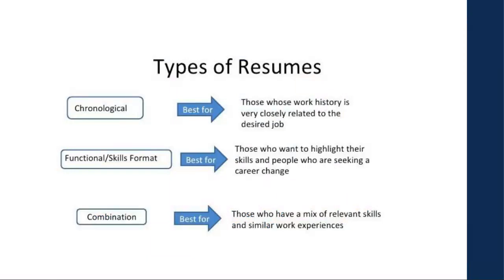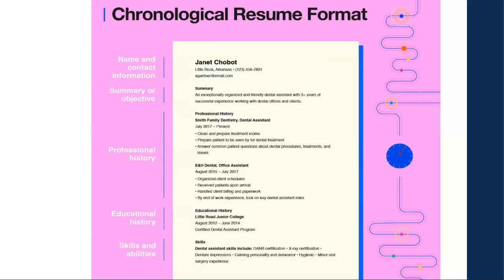Okay, the next one here is the same thing, types of resume: reverse chronological, functional, and combinational. Let me show you some examples. Now here, chronological resume format, right? In this particular example, you can see Janet, there is the name and contact information on the very top. After that, she has given a summary, a 2-liner objective of herself and what she wants to do relating to the job she has applied for.